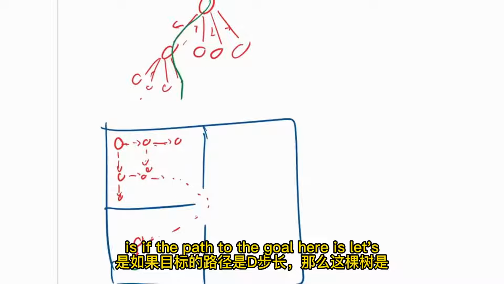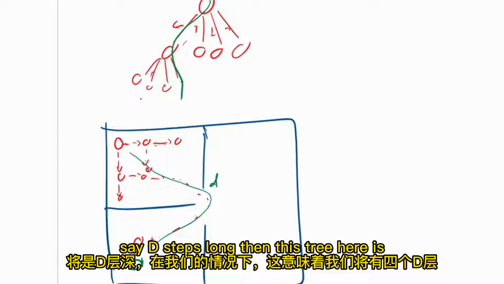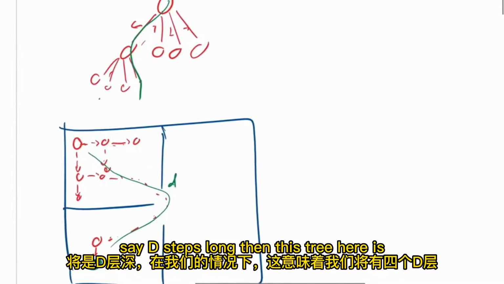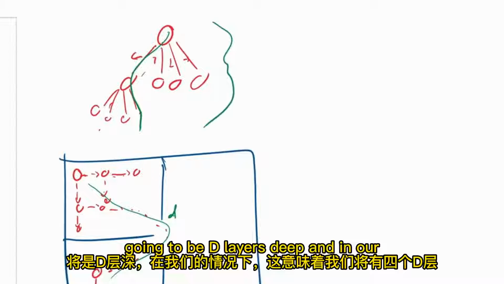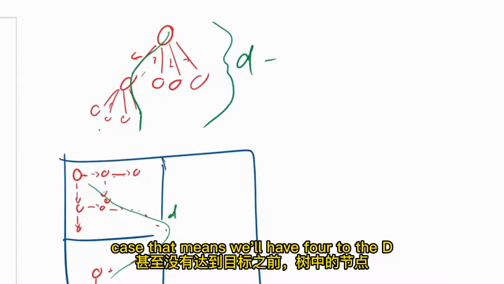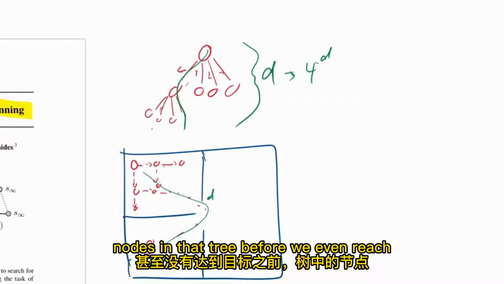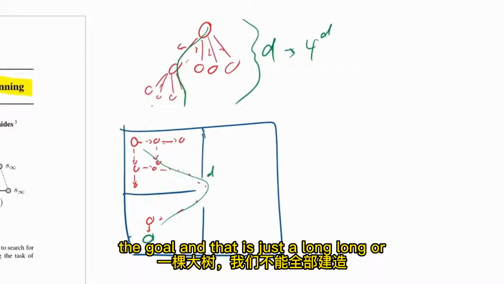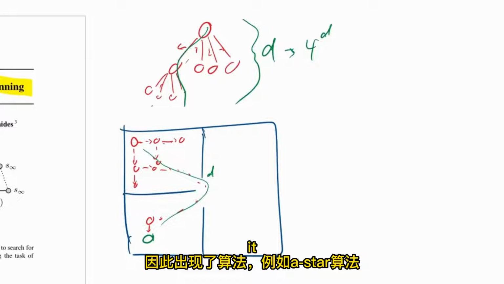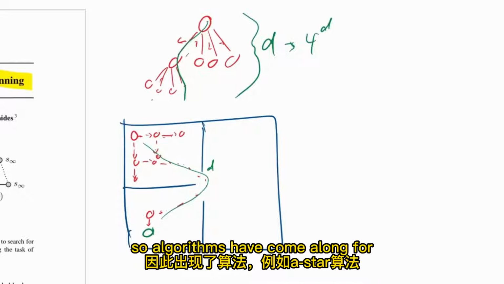What is the problem? The problem is if the path to the goal here is, let's say, D steps long, then this tree here is going to be D layers deep. And in our case, that means we'll have 4 to the D nodes in that tree before we even reach the goal. And that is just a big tree. And we can't construct all of it.